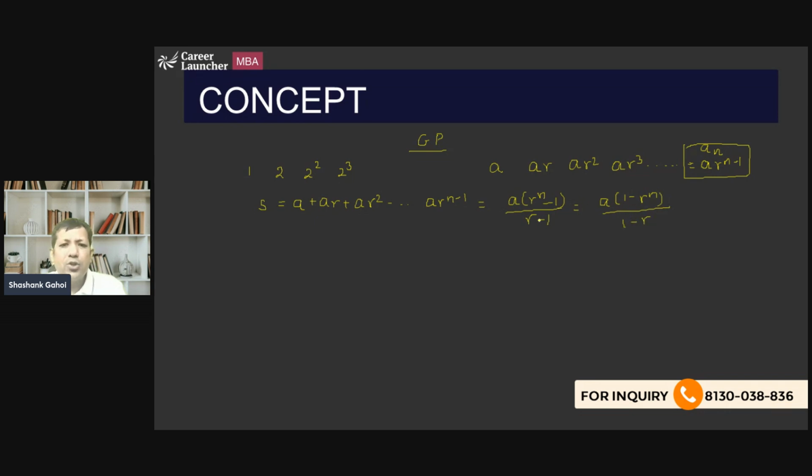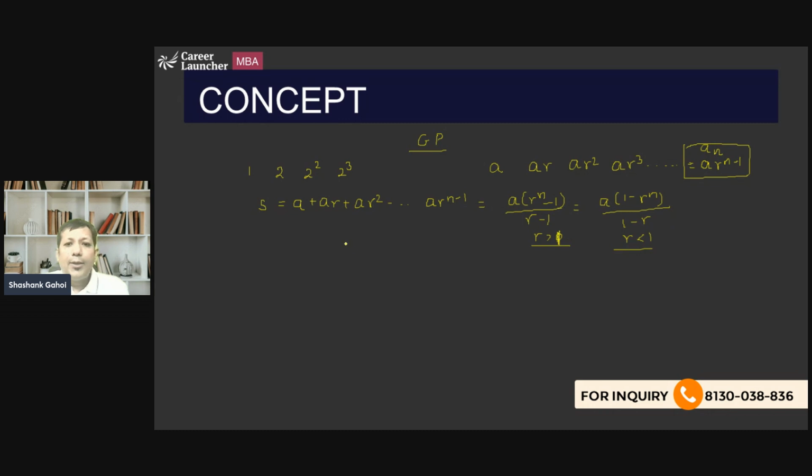So basically both the formulas are the same. You take minus common in the numerator and denominator, you get this, or you take minus common in the numerator and denominator, you get that. So both of them are the same formula. Sometimes people say when r is greater than 1, you use this formula, and when r is less than 1, you use that formula. But eventually it doesn't make a difference. Whichever formula you use, eventually both are the same.